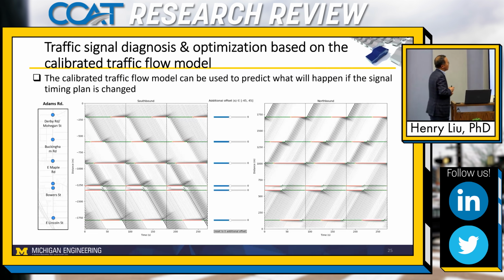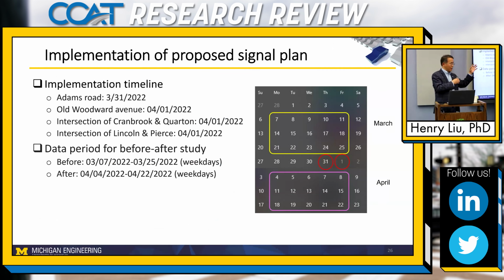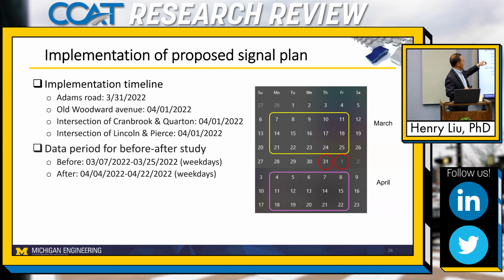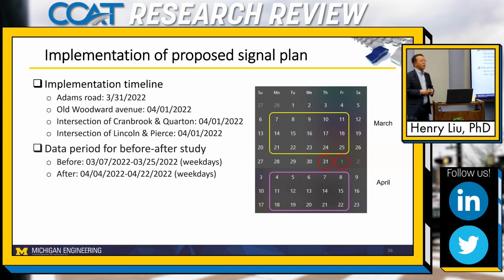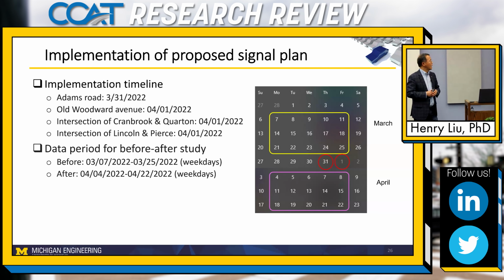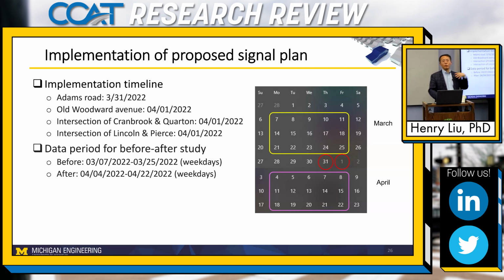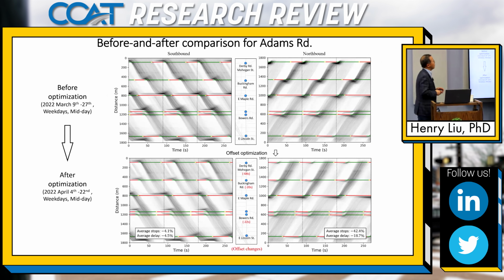Okay. Now we have the data, we have the model, we have the optimization algorithm. We can calculate the signal parameters. Now we want to implement that in the field. So this is an experiment we did almost exactly two years ago, in March and April of 2022. You can see we take 3 weeks of data before, and then we calculate the optimized signal timing plan, we implement it, and we observe for 3 weeks also. Okay, and so this is the before and after.